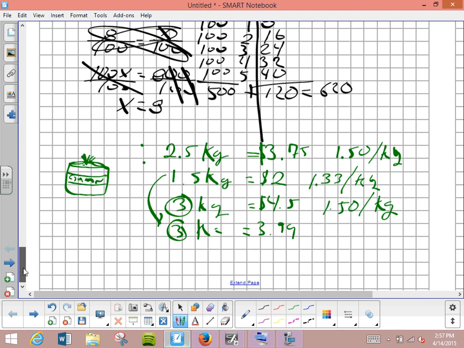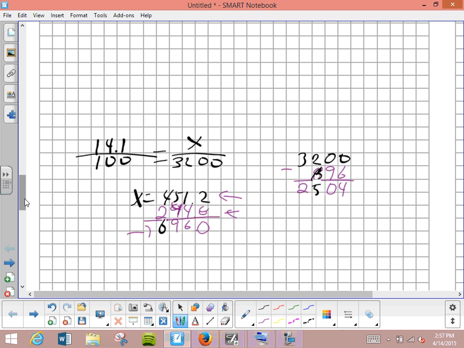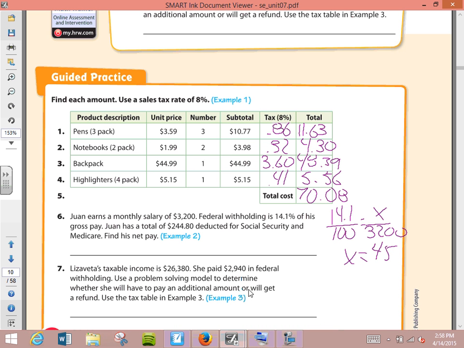That's not it. You get 451.2. 451.2. Do not forget where your decimals go. And that's only for the federal withholding, right? Now what do you do? Why on earth would you multiply anything in here? Thank you. You add it to the deduction of 244.